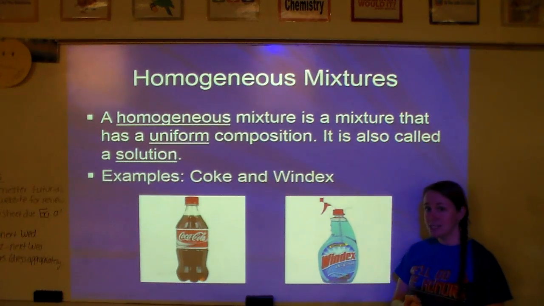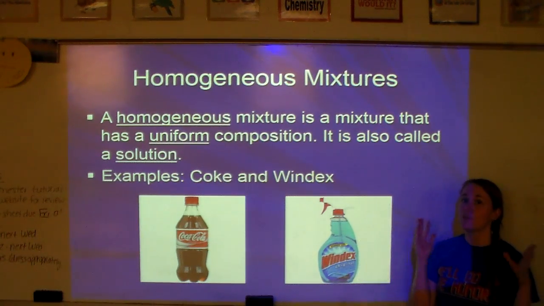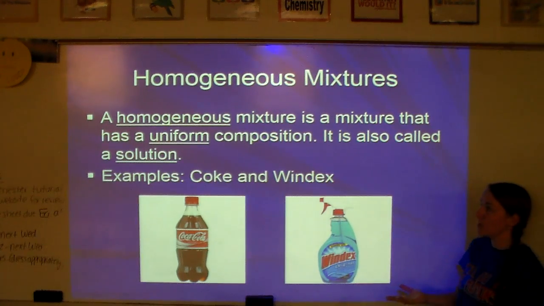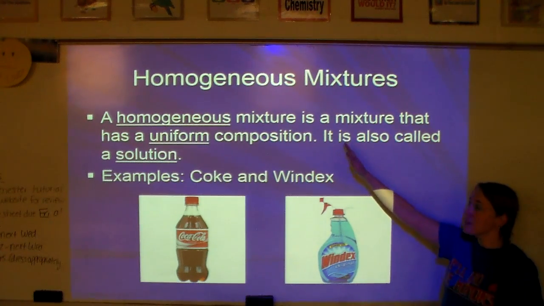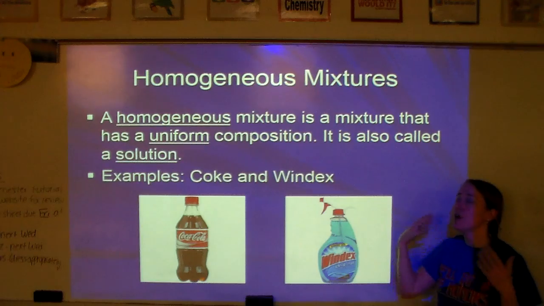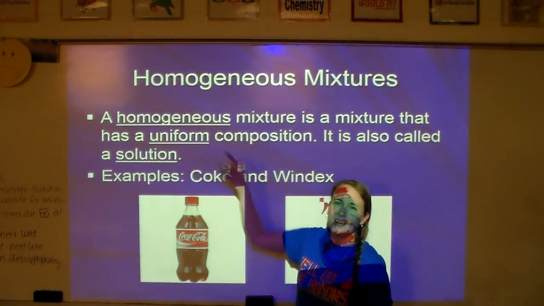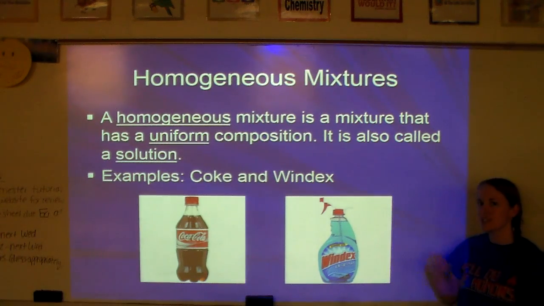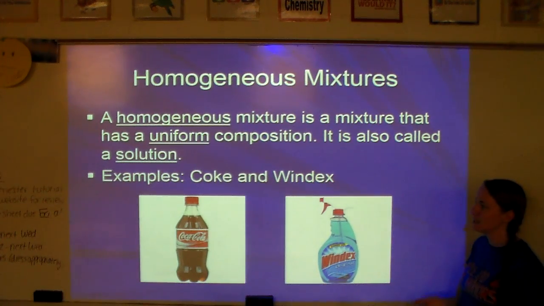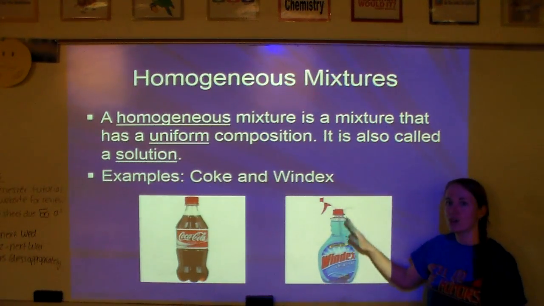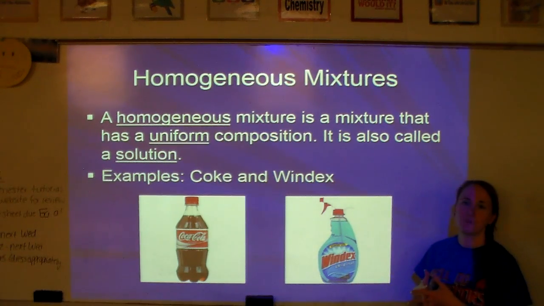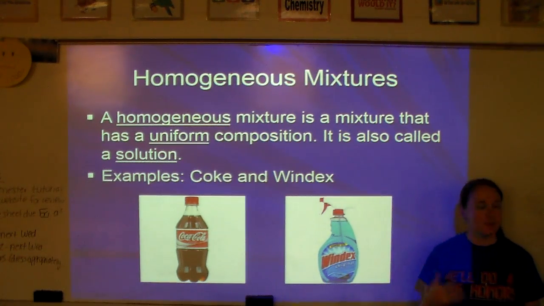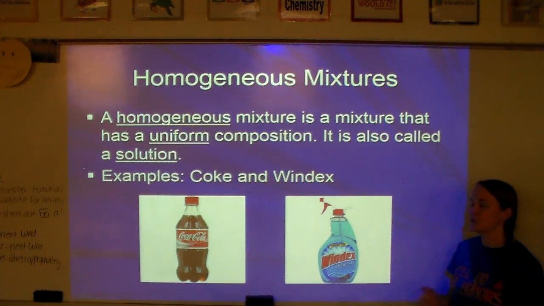Okay, so heterogeneous, it's variable throughout in a way that we can notice, like the chocolate chip cookie. Homogeneous, it is variable because it is a mixture, but it appears to be uniform. So maybe even write that in your notes packet. Just add under uniform, appears, because it's not really uniform, it just looks like it is. Like Windex, it looks like it's all the same thing, but really it's a bunch of things that have been mixed together.